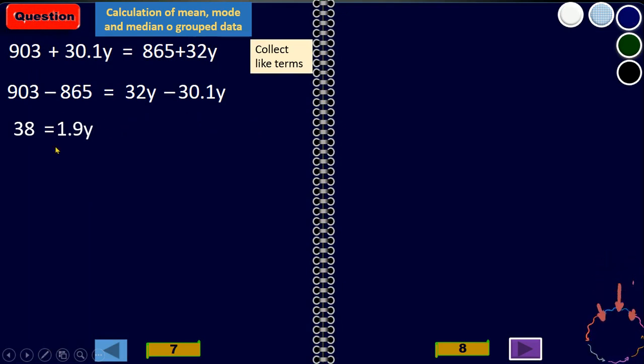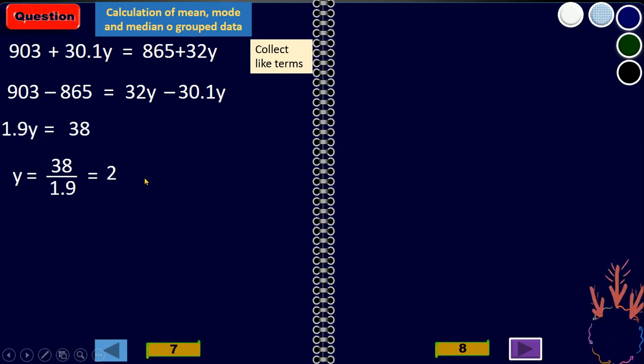So now we are going to rearrange this so that we can divide both sides by 1.9. Let's rearrange. Then 1.9y is equal to 38. On dividing both sides by 1.9, y will give me 38 divided by 1.9. Then dividing, we are going to have y is equal to 20. So the value of y is 20.